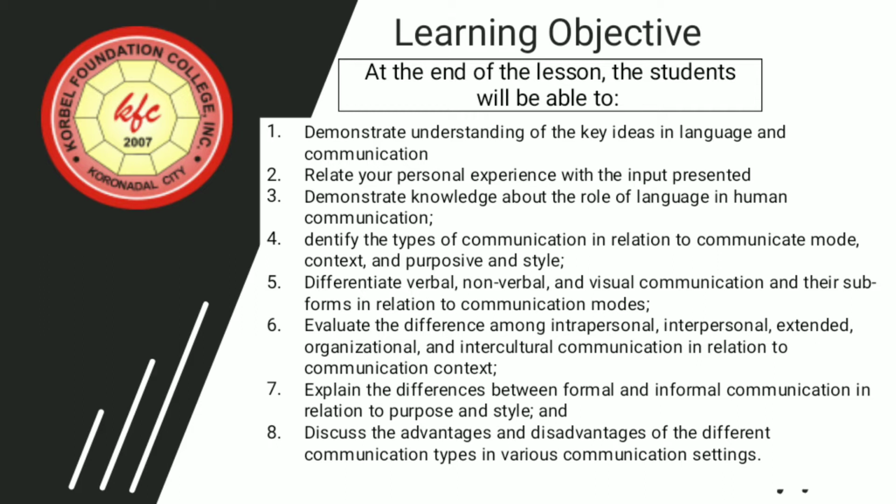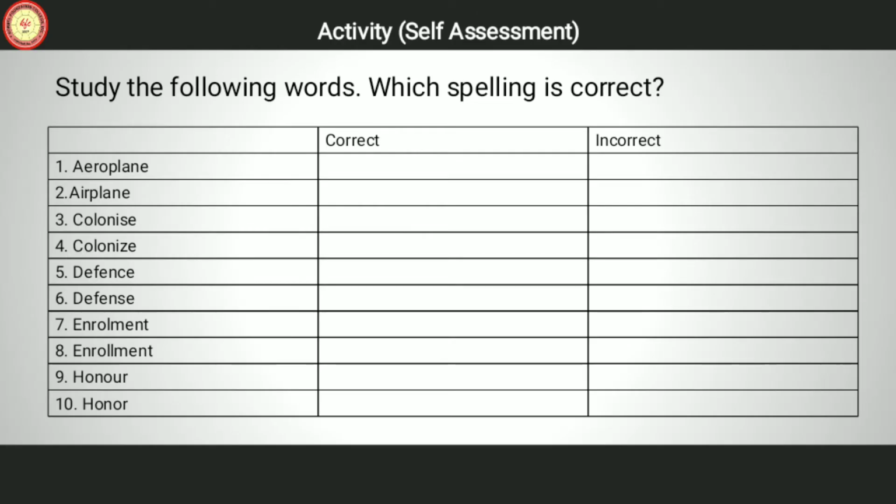Number 6 is evaluate the difference among intrapersonal, interpersonal, extended, cultural, organizational, and intercultural communication in relation to communication context. 7. Explain the differences between formal and informal communication in relation to purpose and style. And lastly, discuss the advantages and disadvantages of the different communication types in various communication settings.